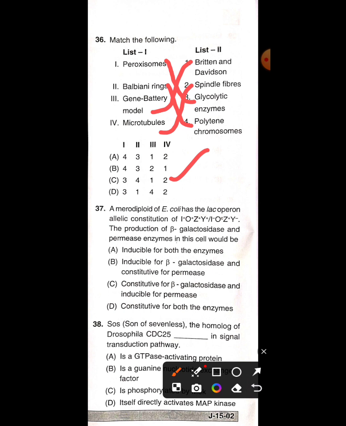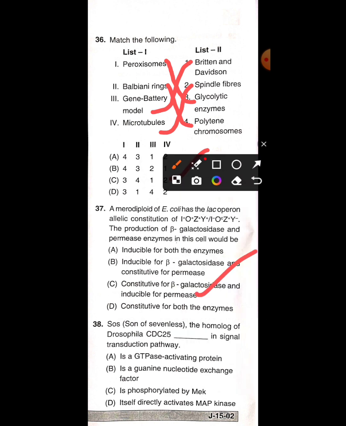A diploid of E. coli has the lac operon allelic constitution of I O Z Y plus by I O Z Y minus. The production of beta galactosidase and permease enzymes in this cell would be, options are: inducible for both the enzymes, inducible for beta galactosidase and constitutive for permease, constitutive for beta galactosidase and inducible for permease, constitutive for both the enzymes. So I'm going to reveal the answer. Third one, constitutive for beta galactosidase and inducible for permease is the correct answer.